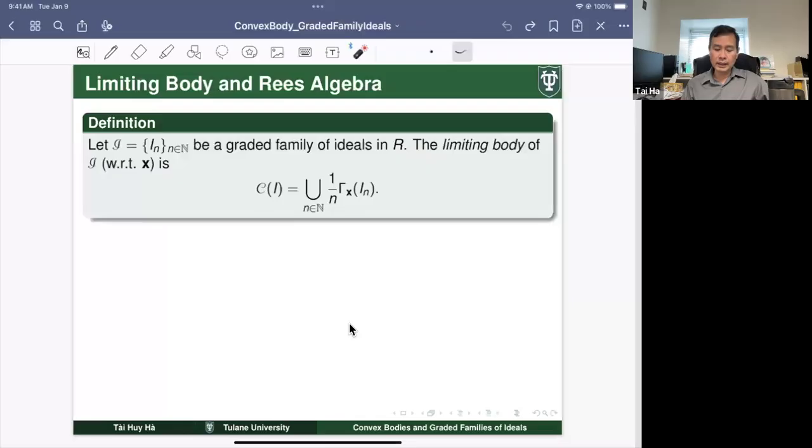Basically, if we start with any ideal and a fixed regular system of parameters, then we can construct the Newton polyhedron of this ideal with respect to this fixed regular system of parameters x, and then you just scale the Newton polyhedron of the nth element inside the family by 1 over n. Take the union. That's what we call the limiting body of this family, and of course, this limiting body is dependent on x.